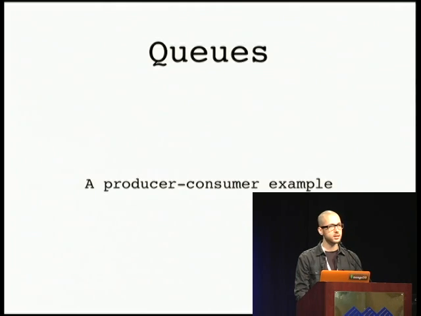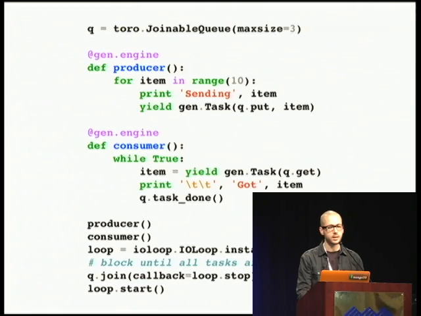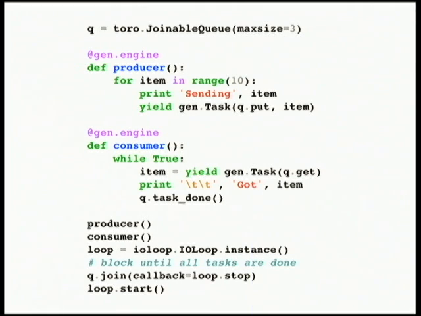And here's a classic consumer producer example, but instead of two threads and a synchronized queue, I'm using two coroutines and a Toro queue. So up at the top, we've got a Toro.JoinableQueue, and we'll see in a second why it's important that it's joinable. And I set the max size to 3.